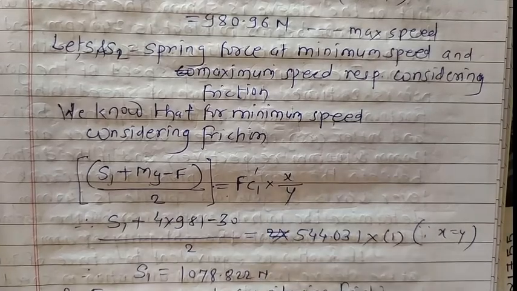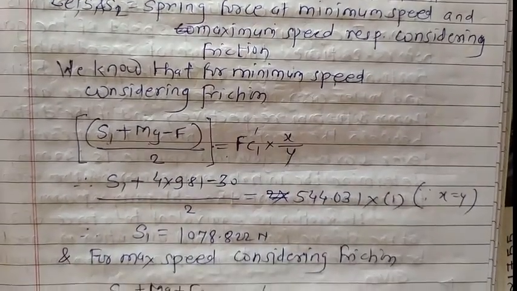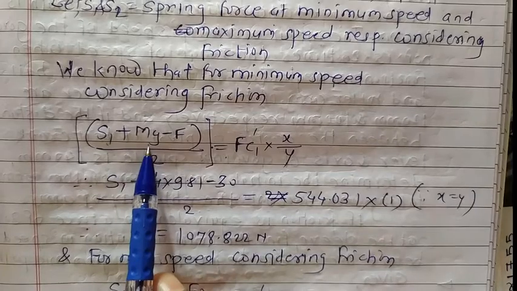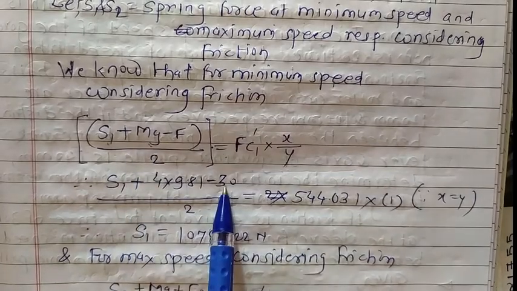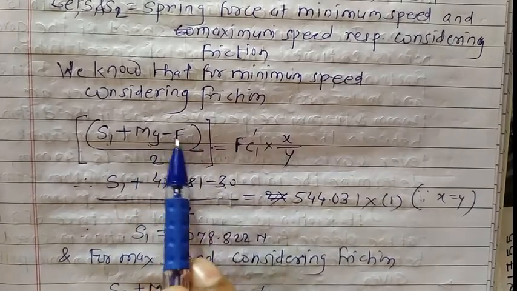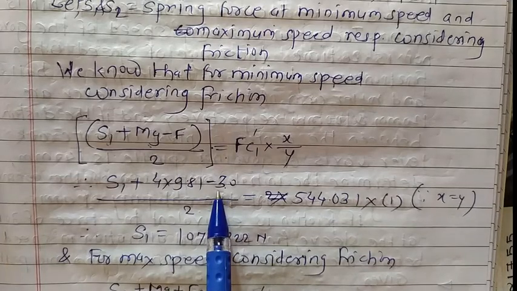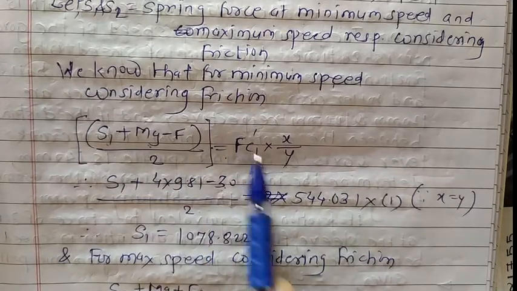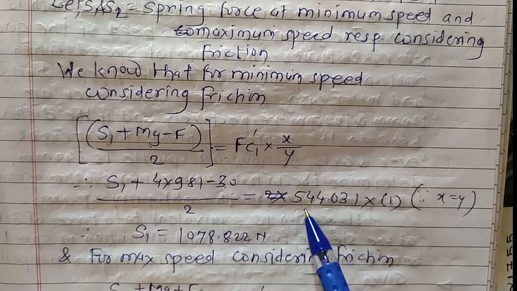Now what about the next one? Do the simplification by substituting the value for the mass. This one is nothing but the frictional force. Substitute the value for this one, and substitute the value for Fc1.